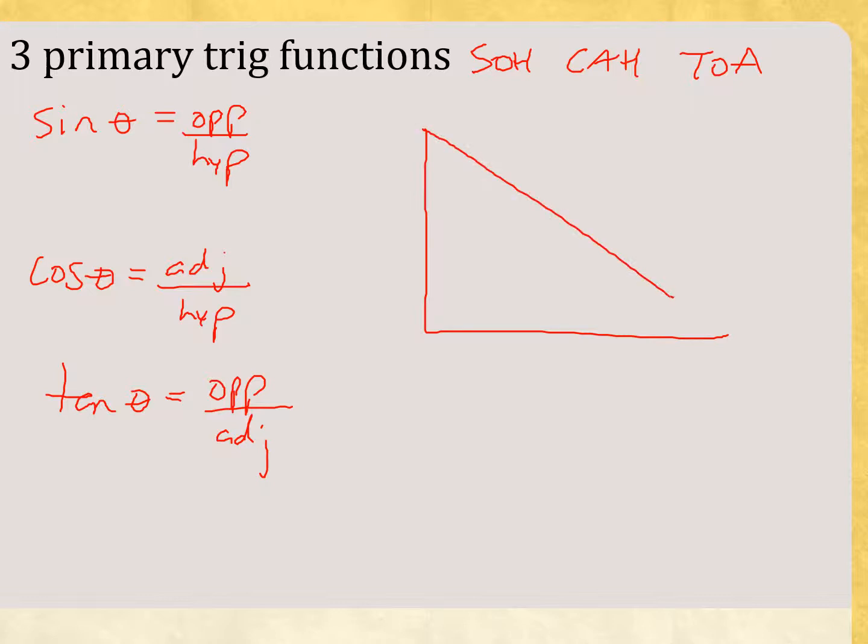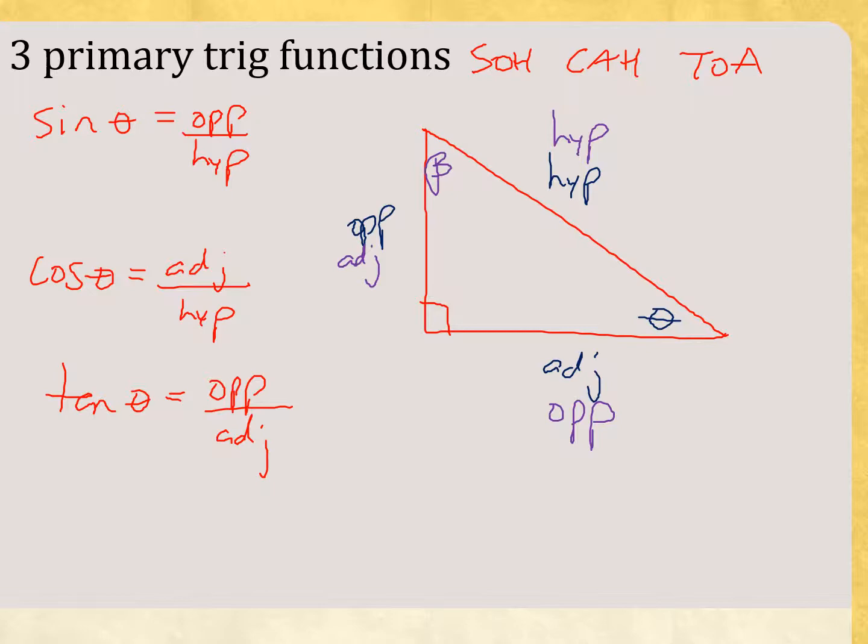When we are doing trig, let's call this theta. That would be your reference angle. That would be opposite your reference angle. That would be adjacent, which just means beside. And this would be across from your 90, the hypotenuse. If by chance this was our reference angle, this is still hypotenuse, always across from the 90. But this time this is opposite of angle beta, and this is adjacent to angle beta.